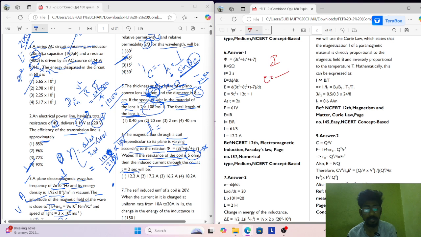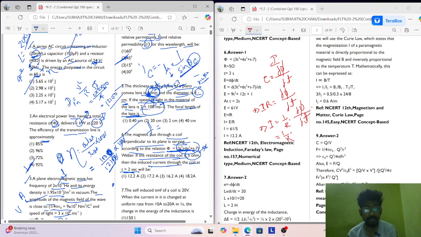E equals d phi by dt, that is our formula. And E is equal to I into R. So I will be equal to 1 by R d phi by dt. Just the phi equation is given. Now differentiate. What will we get? Single order differentiation of this equation, the 3t cube term, 3 will come out, so 9t square.